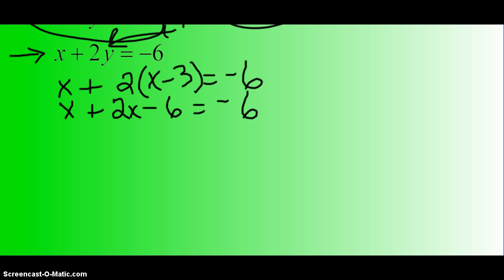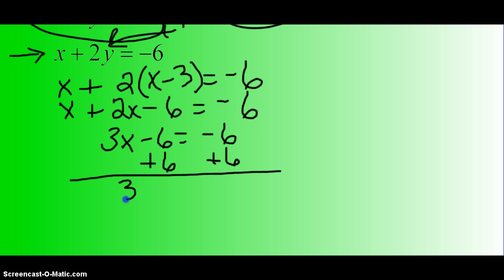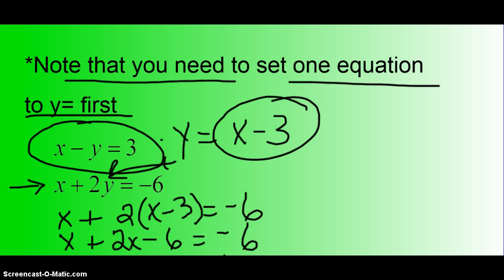Now I can move around and do some combining. I've got x plus 2x, which is 3x. I can move my negative 6 to the other side by adding 6 to that. 3x is equal to negative 6 plus 6, which is going to give me 0. Divide by 3. Obviously, I'm going to get x is equal to 0. So I've got this first coordinate, x is equal to 0.